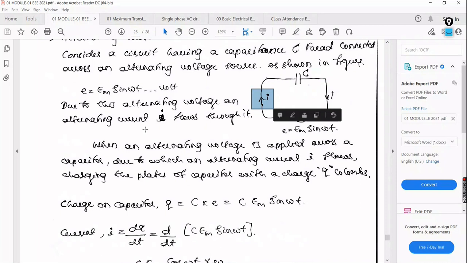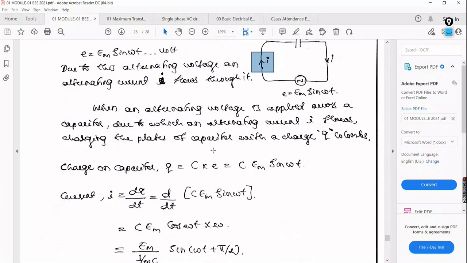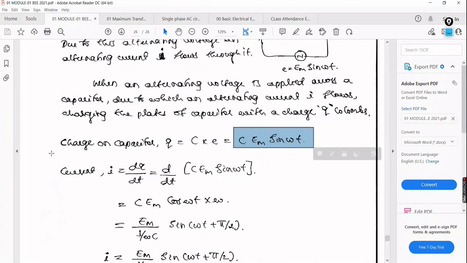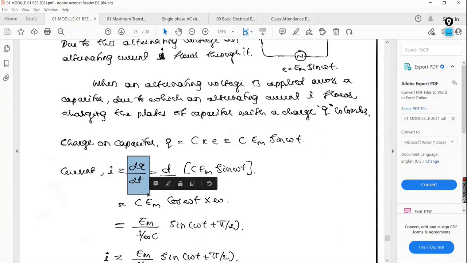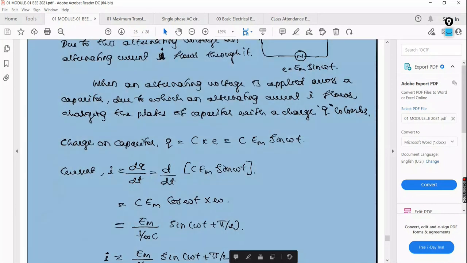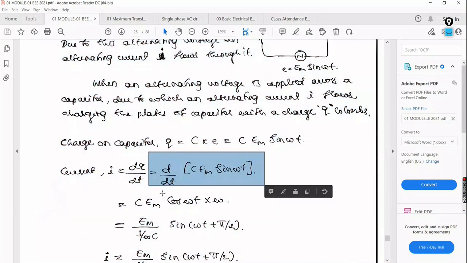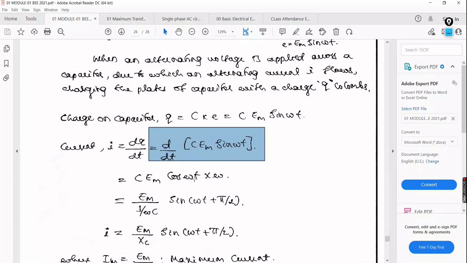Whenever you apply a voltage, what is the charge on it? Q is equal to C into V, or C into e. What is this e? Em sine omega t. So the current is equal to what? The change in charge with respect to time, that is the rate of change of charge, dq by dt. What is q? C into Em into sine omega t. Differentiate with respect to t: C into Em into cos omega t into omega.